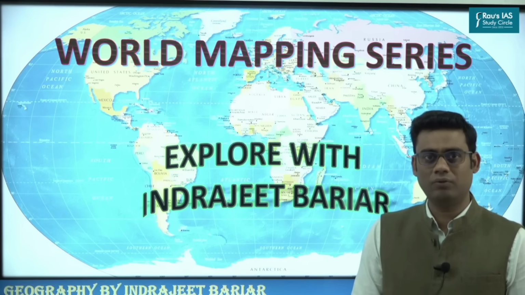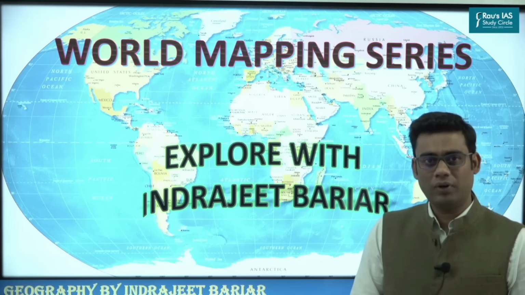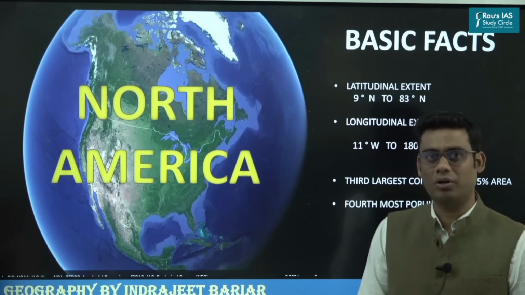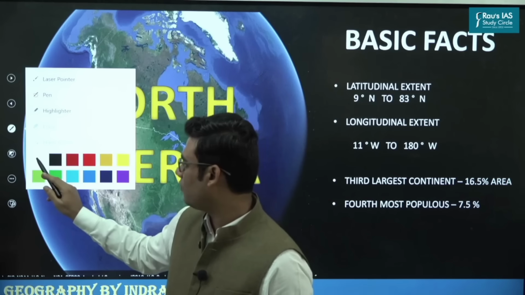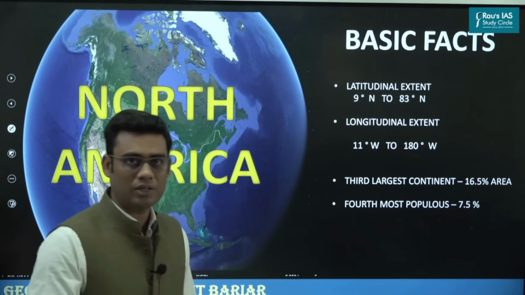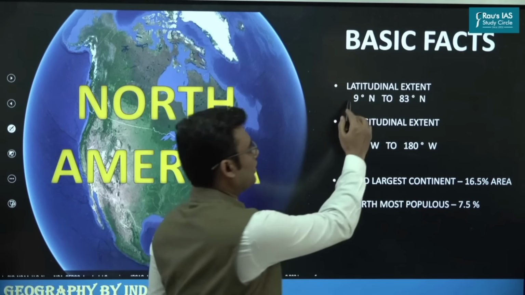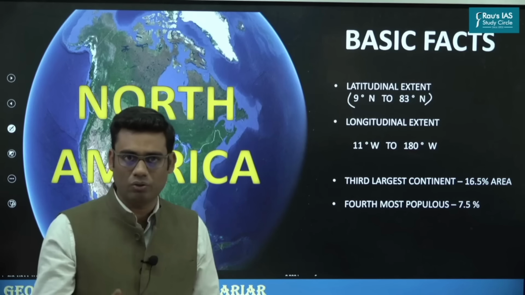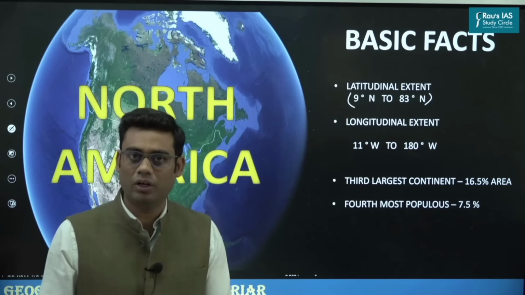So in this first video of the series, we are going to take up the continent that is North America. Let's learn a little bit about the basic facts about this continent. First, its latitudinal and longitudinal extent. The latitudinal extent of North America extends roughly from 9 degrees north to 83 degrees north, so this continent completely lies in the northern hemisphere.